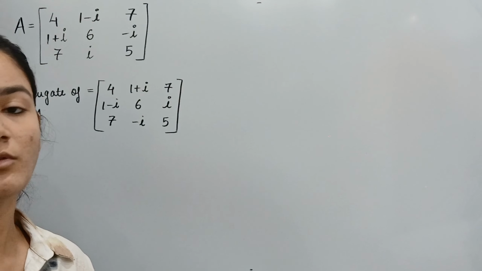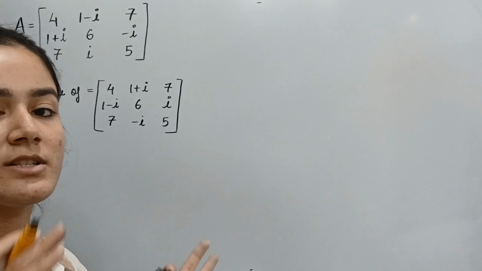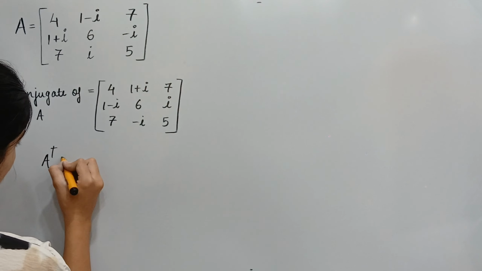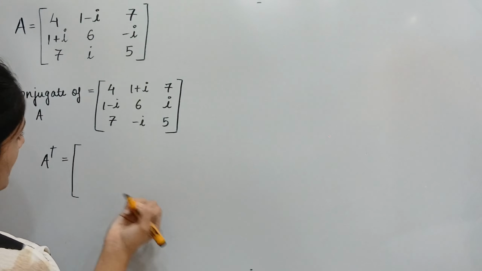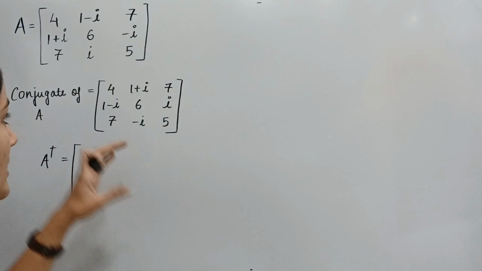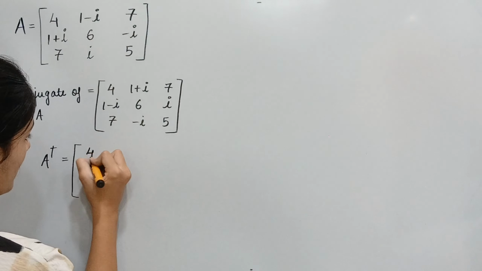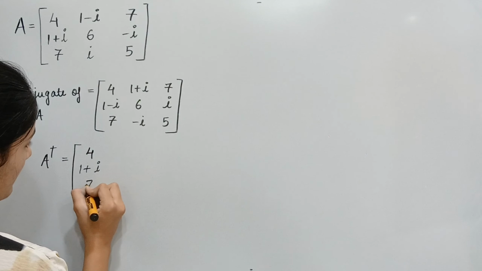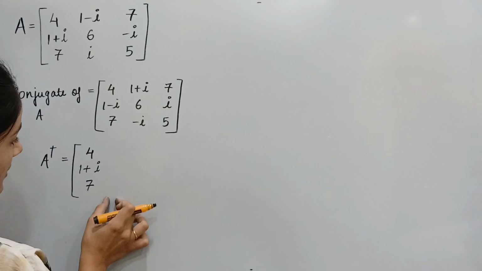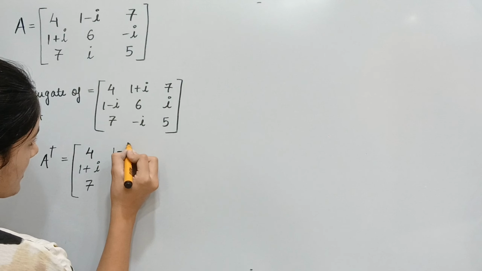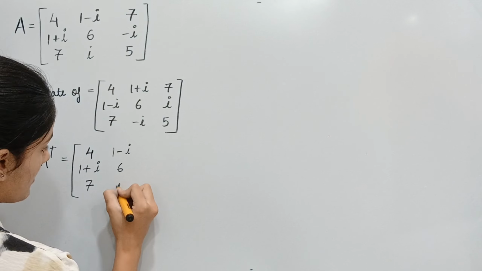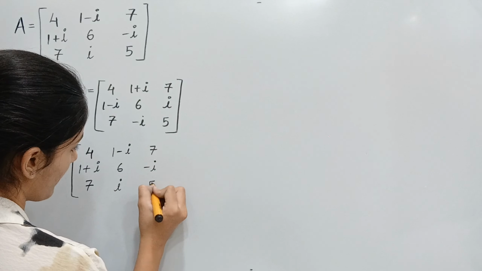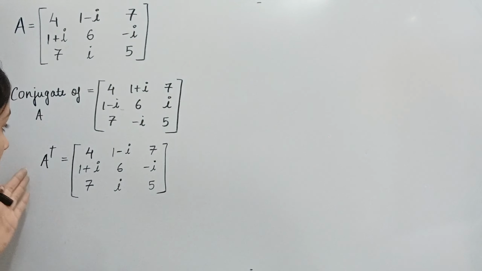Now we have to find out the transpose of the conjugate matrix, which is also known as A dagger. So A dagger equal to, here rows will get converted into column. So 1, 4, 1 plus I, 7. This row will get converted into a column. 1 minus I, 6, I, 7 minus I and 5. So this is our A dagger.